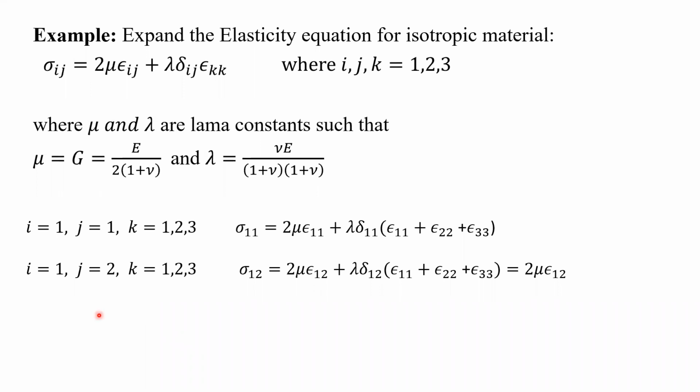So let's look at a more complex equation. Here is an elasticity equation for isotropic material relating stresses and strains, or Hooke's law. Here we have sigma ij, a stress tensor, second order tensor, two indices, equals 2 mu epsilon ij plus lambda delta ij epsilon kk. So we have free indices, we have dummy indices, and we have a Kronecker delta. That's a perfect example. Mu and lambda are Lamé constants.